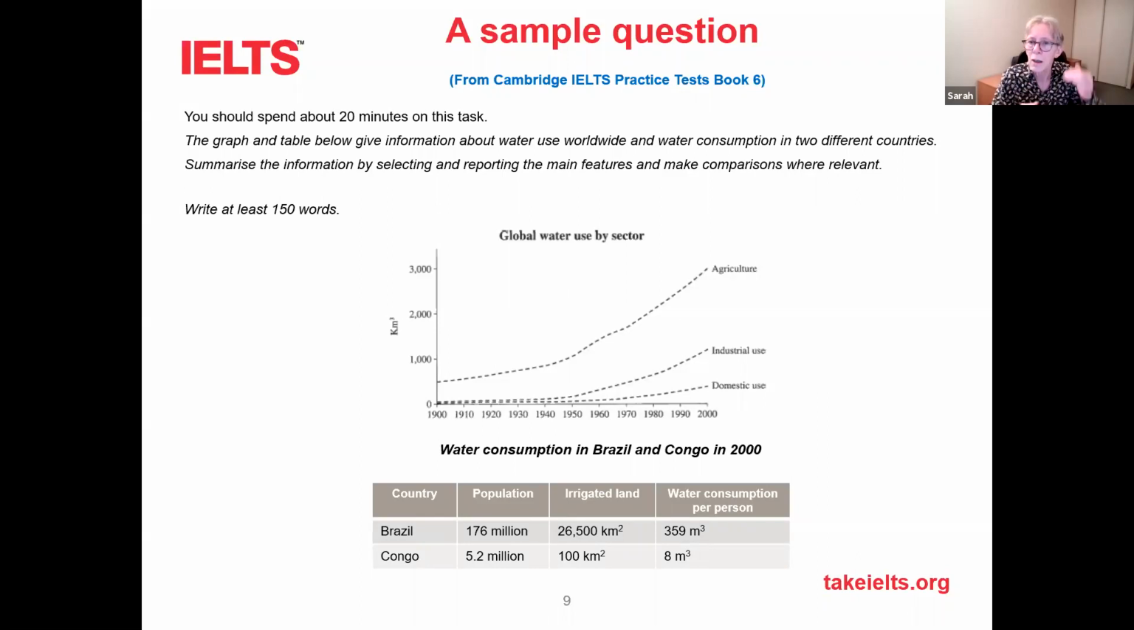Is there any other point of contact between the two diagrams, apart from the fact that they're using... Yes, that it's measured in cubic or square. One's measured in cubic meters, one's measured in cubic kilometers. Agriculture. Yep. There's a link between agriculture and irrigated land, absolutely. Yes, time. In the top one, we've got 1900 to 2000, but we've also got 2000 in the bottom one as well.